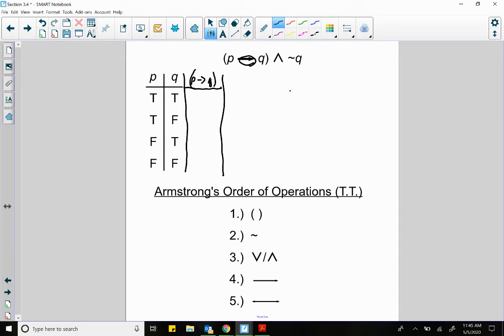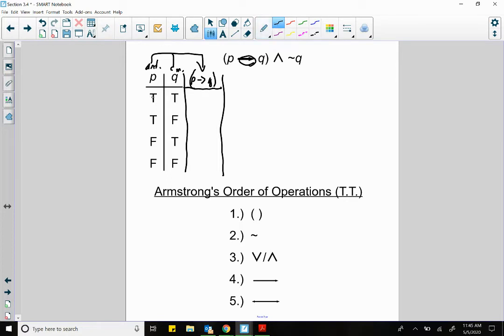Now, when I tackle conditionals, I need to know who is the P. That's the antecedent. So I'm going to put ant above it. The Q, since it's after the arrow, is the consequent. So I'm going to put con above the Q. I think it's super important to mark that. I think it's going to help you a lot. And we're going to use these two columns to get my parenthesis column. Okay?